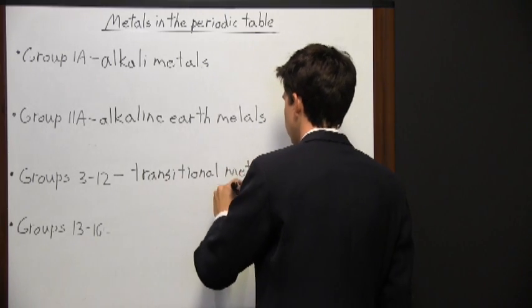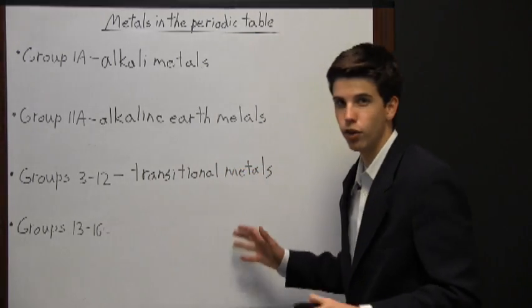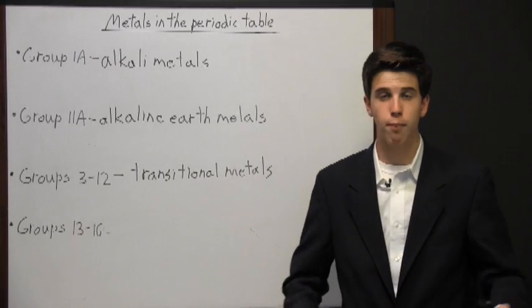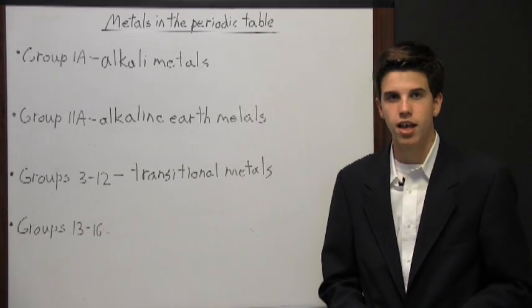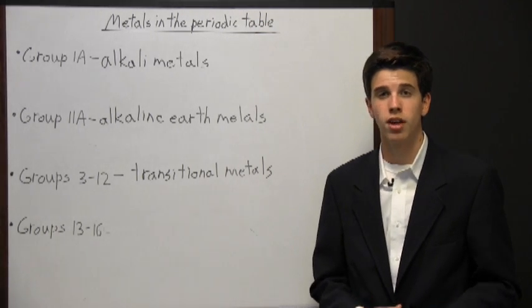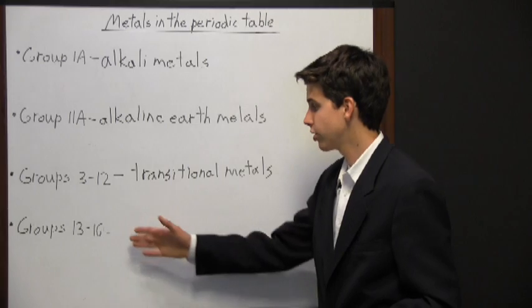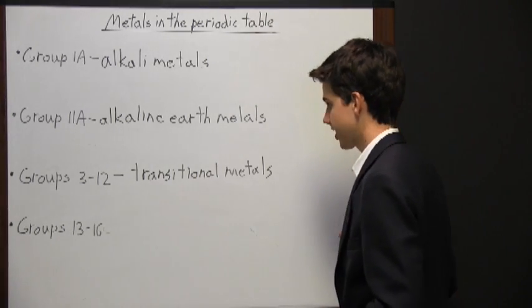And so the transitional elements, or we can also call them the transitional metals, because all of those are metals in there. So there's a lot, but some metals in that family include manganese, nickel, iron, copper, gold, mercury, zinc, and silver. And then we get to groups 13 through 16, which is the columns all the way on the right.